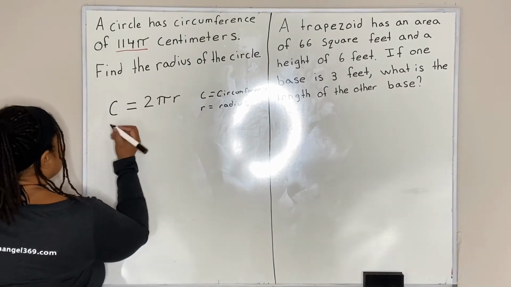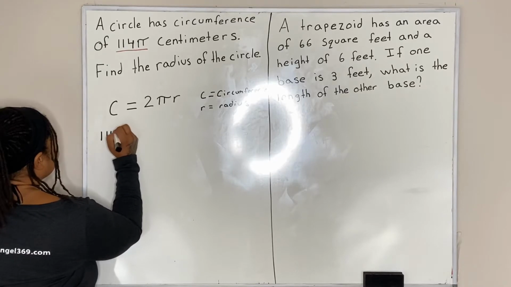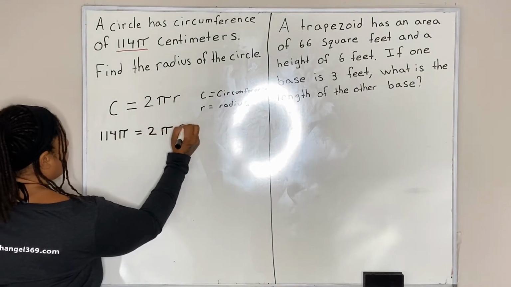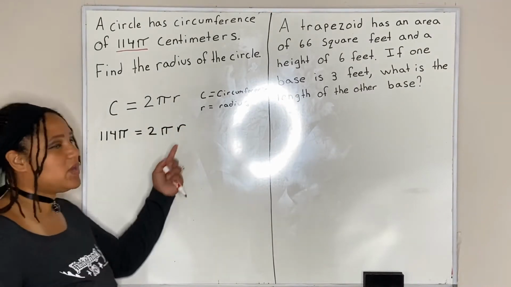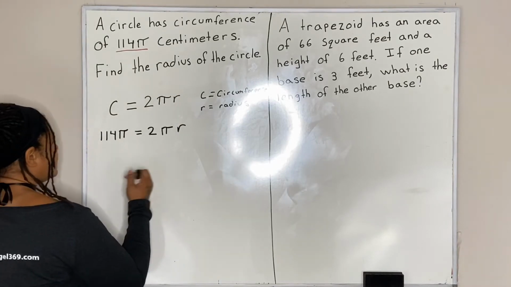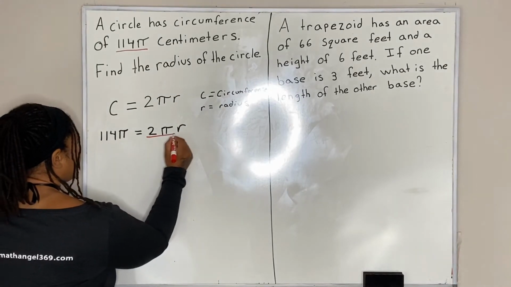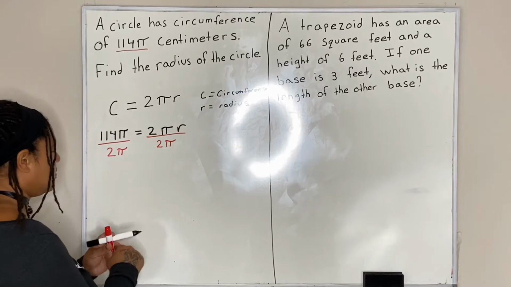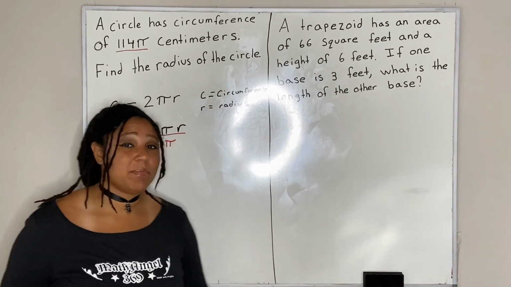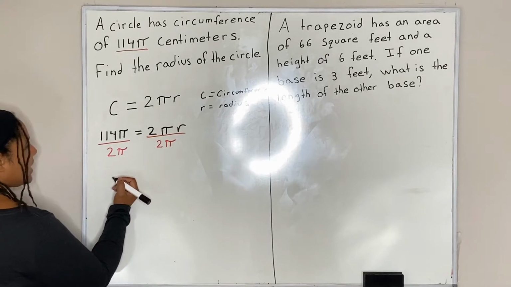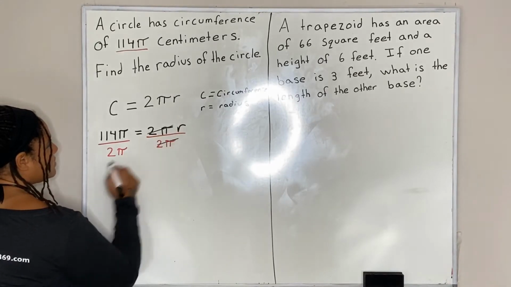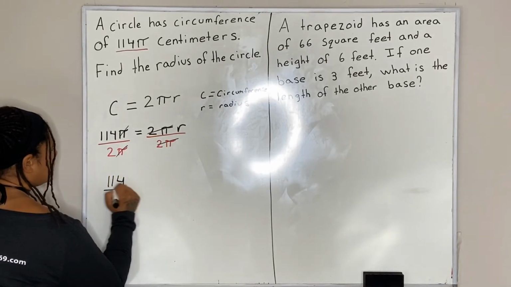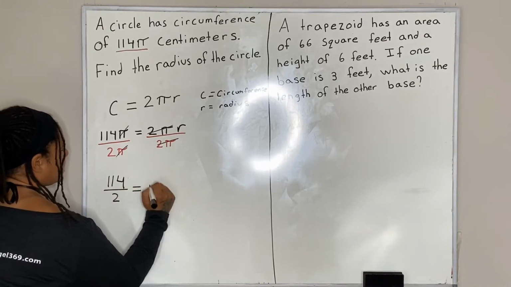So we have 114 pi is equal to 2 pi r. Okay, so now we just want to solve for r. So if I divide both sides by 2 pi, we can isolate r and get r by itself, right? So here the 2 pi's cancel, and over here the pi's cancel, and we're just left with 114 over 2, which is equal to r.